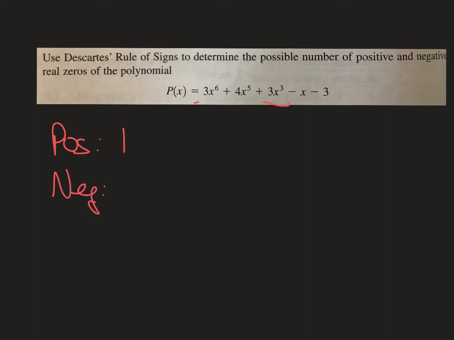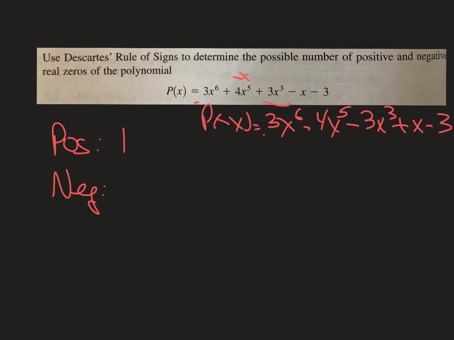To do the negative ones, I'm going to plug in p of negative x, which really changes the signs on the odd exponents. So it makes that negative, it makes this one negative, makes this one positive. The constant's always constant, so it doesn't change. The reason is that if you raise a negative x to an even power, it changes to positive. If you raise a negative x to an odd power, it stays negative.